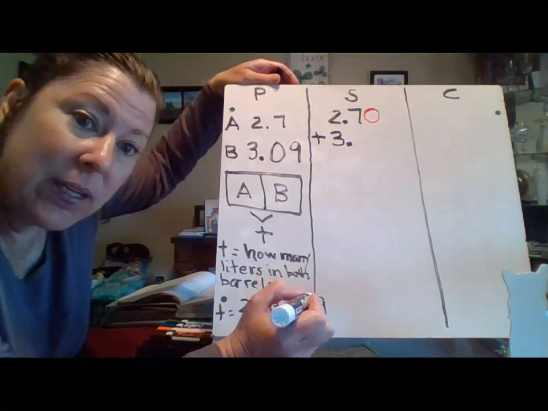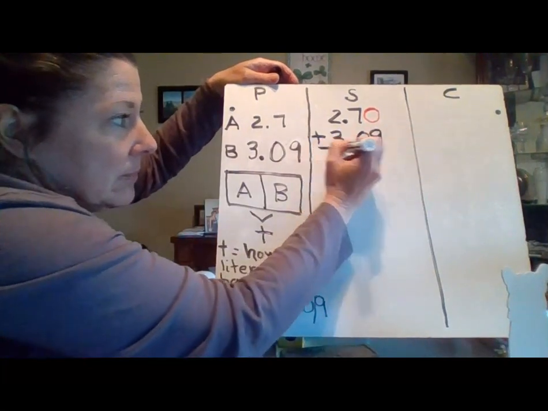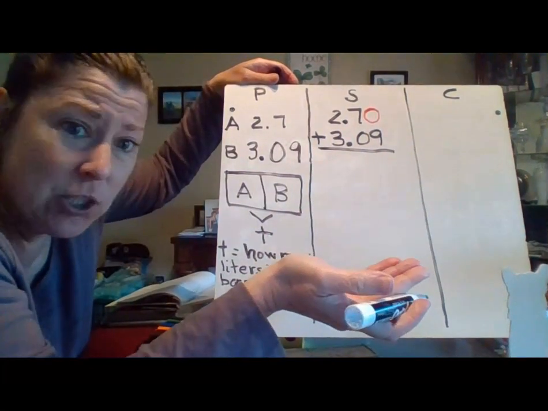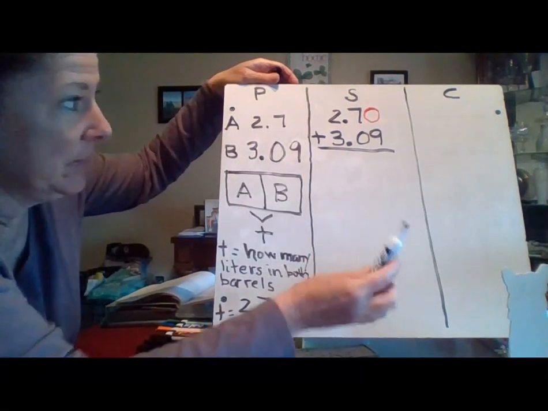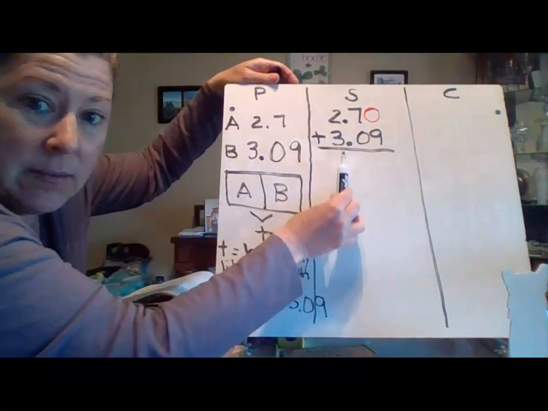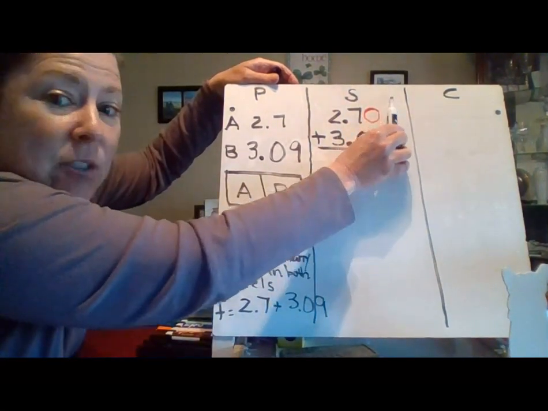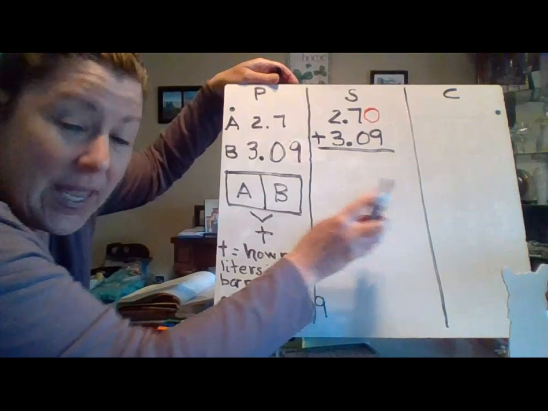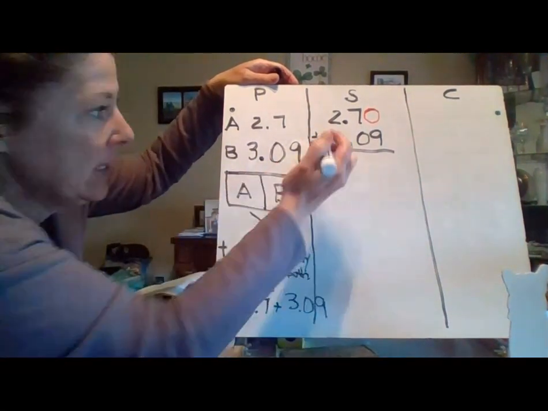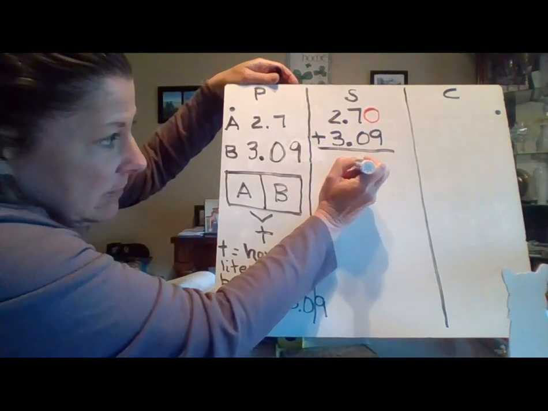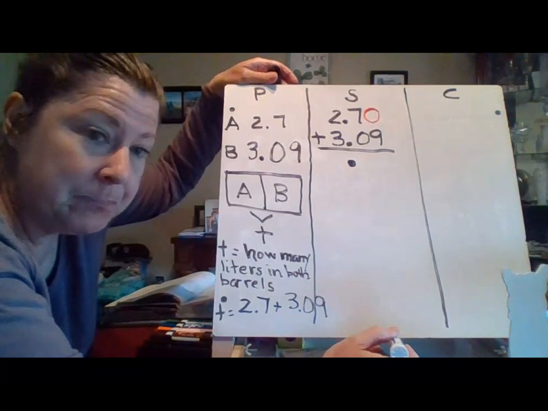Now I can put that 3 9/100 right underneath as usual. And my place values are lined up. My ones, my tenths, and my hundredths. Now I'm just going to add. I know how to add. The only difference is there's going to be a decimal point in my answer.